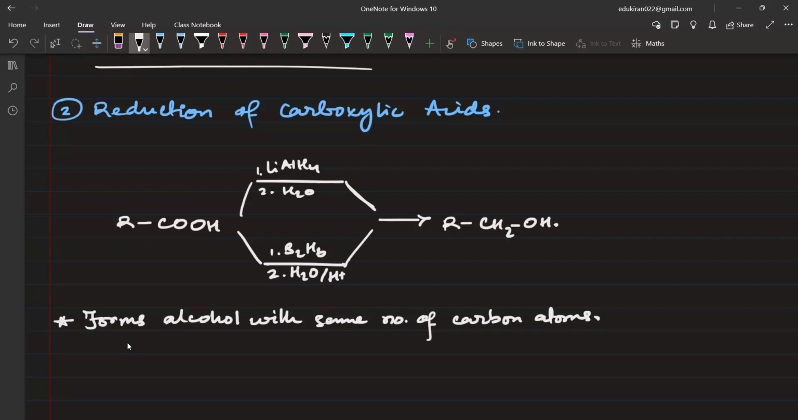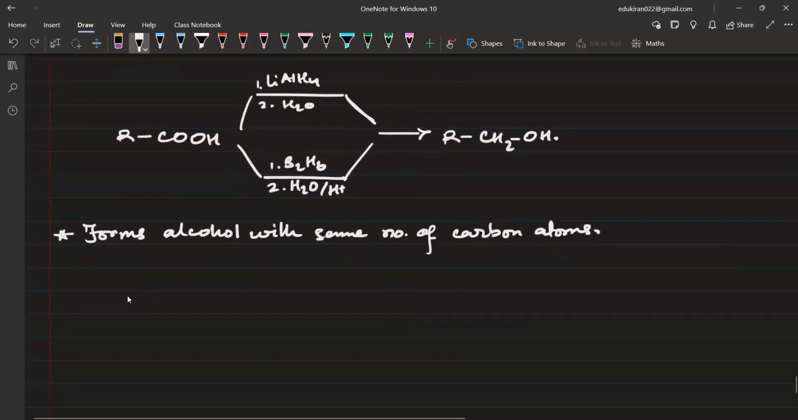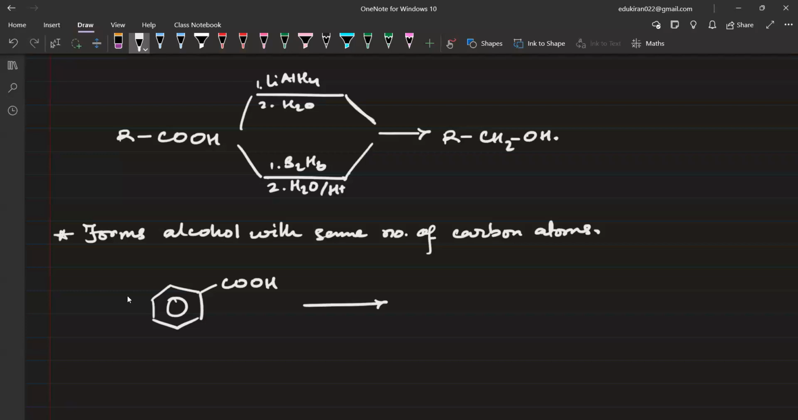This is one of the simple reactions. Generally students make a mistake in one case, that is benzoic acid. If you use any reducing agent such as lithium aluminium hydride, students think that phenol will form, but you will not get phenol, rather you will get benzyl alcohol. The carbon atom will be as it is, and the OH gets attached. Okay, let us go on, third reaction, please write.